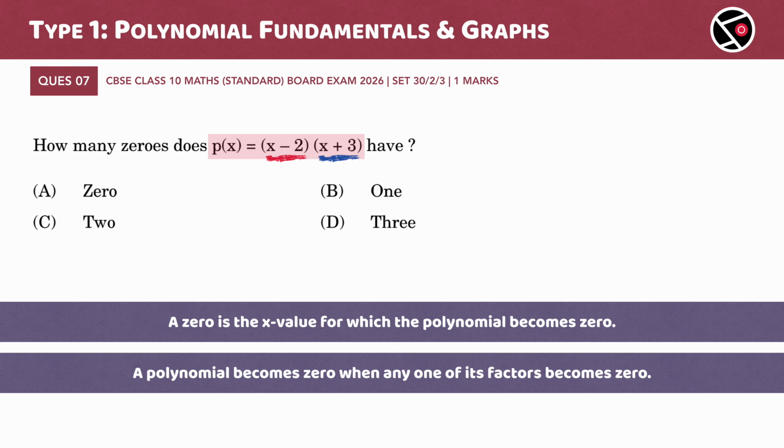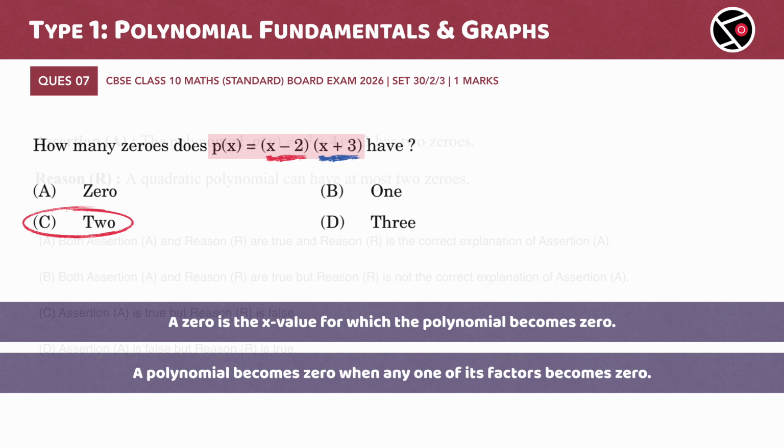The factor x minus 2 becomes 0 when x equals 2. The factor x plus 3 becomes 0 when x equals minus 3. Each factor gives us 1 0. So this polynomial has a total of 2 zeros. Option C is the correct choice.